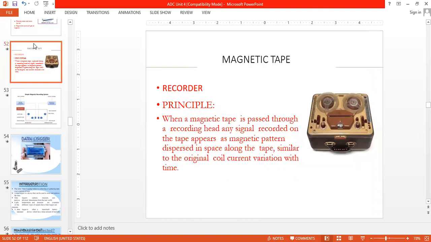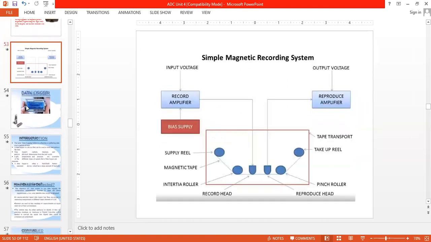Another example is the magnetic tape recorder. In this model, we are storing the data in magnetic format. The input voltage is given to the record amplifier, and that is given to the recording head.